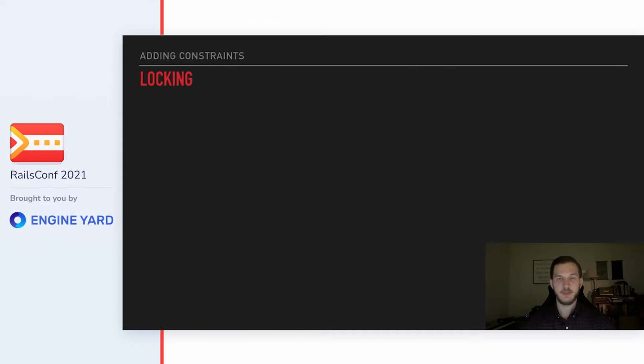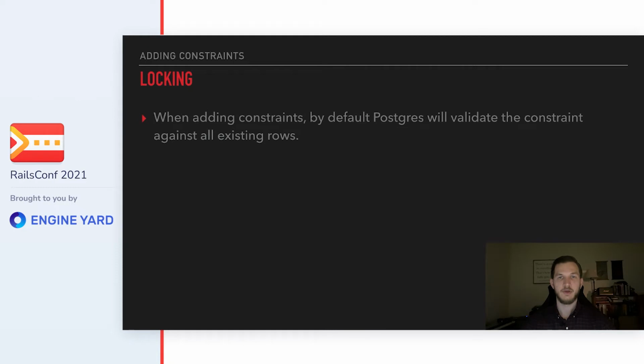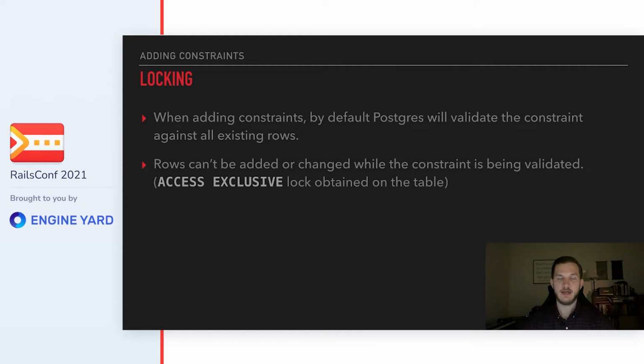The reason being is those locks that we discussed earlier. When you're adding a constraint to a table, by default, Postgres is going to validate that constraint against all existing rows. And in order to do that, it's going to obtain the most restrictive lock possible, an access-exclusive lock, to prevent any inserts or updates from adding data that could potentially be invalid while it's checking all of the rows in the table.